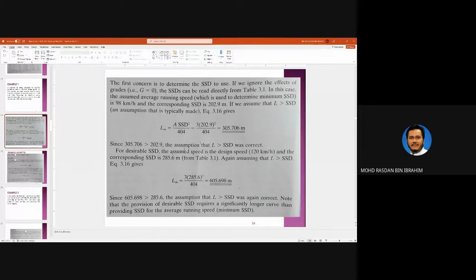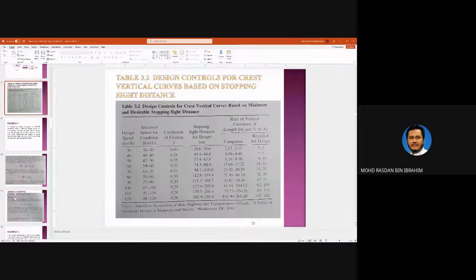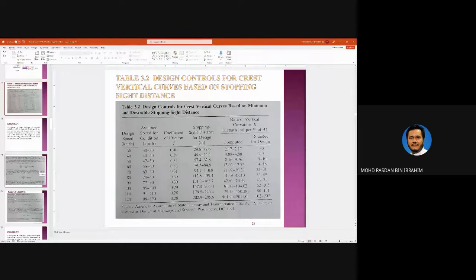Okay, so if we ignore the effect of gradients, the SSD can be read directly from table 3.1. So in this case, the assumed average running speed is 98 kilometers per hour. Here, because the design speed is 120, the minimum running speed is 98, and the minimum k value here is 102. Desirable k value is 202. Okay, 102 and 202.